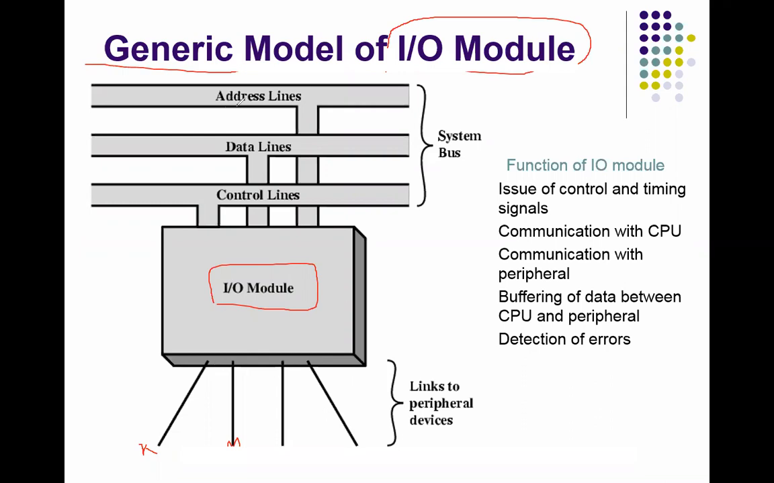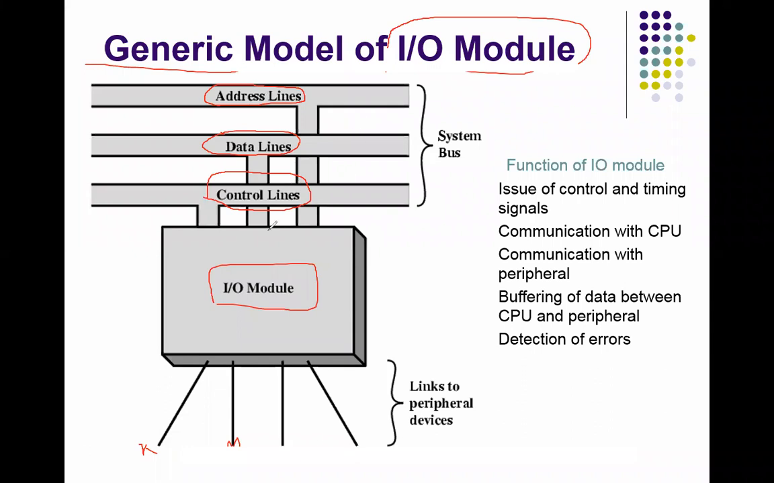And obviously, three things are required. One is the address: with the help of the address you can store your data at a particular location, and you can access the data from that particular location. The data line is required for the data transfer, and the control lines are required to control all these devices.